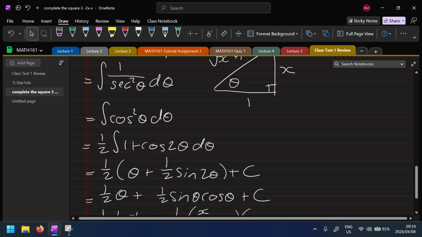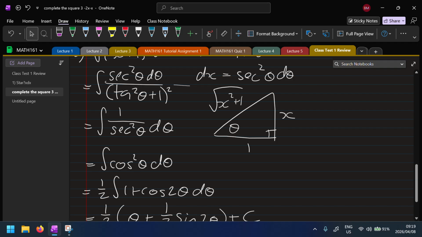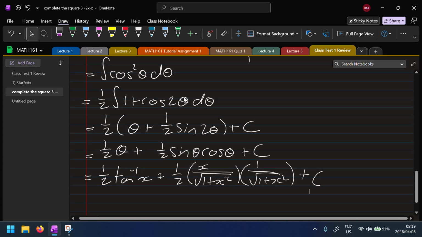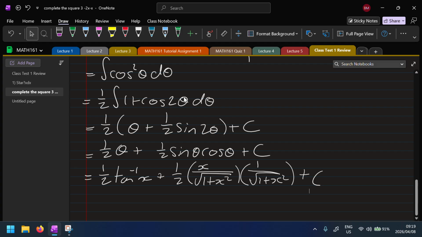Okay, and then the adjacent over hypotenuse, that was the one. So you could multiply the denominators together, but that's not really needed. If you got this for your last step, that will be the last mark there. Any questions for this one?